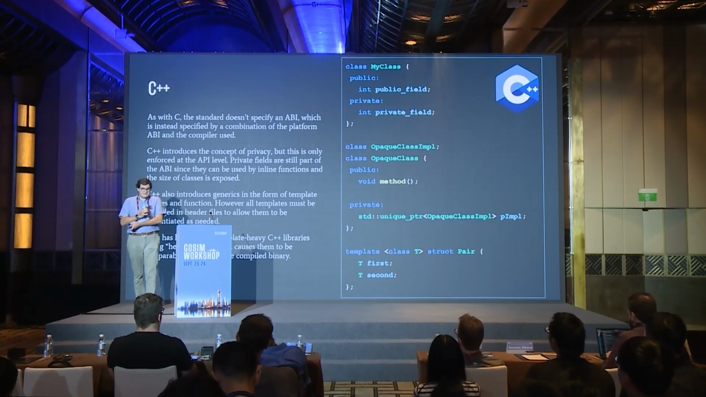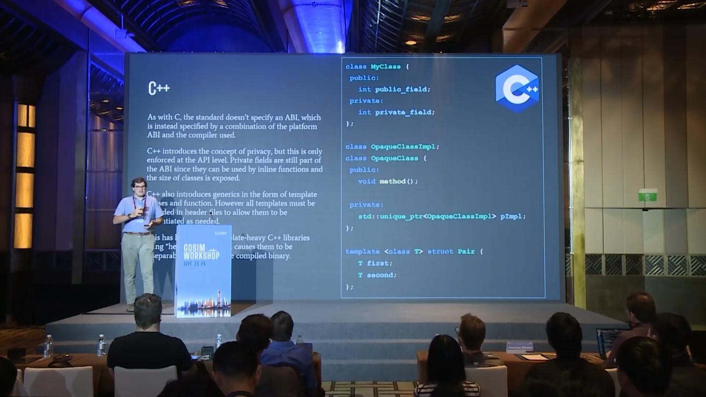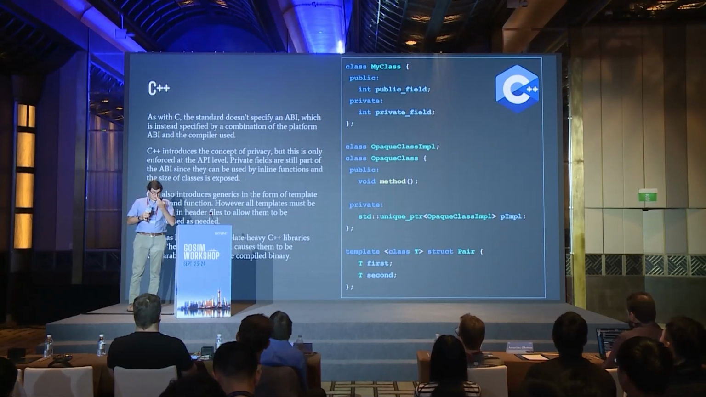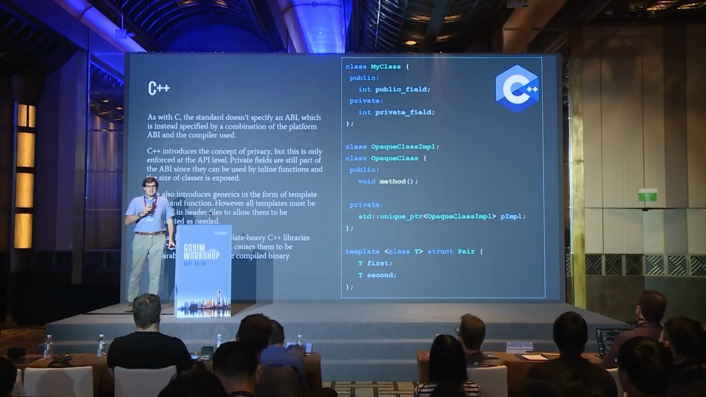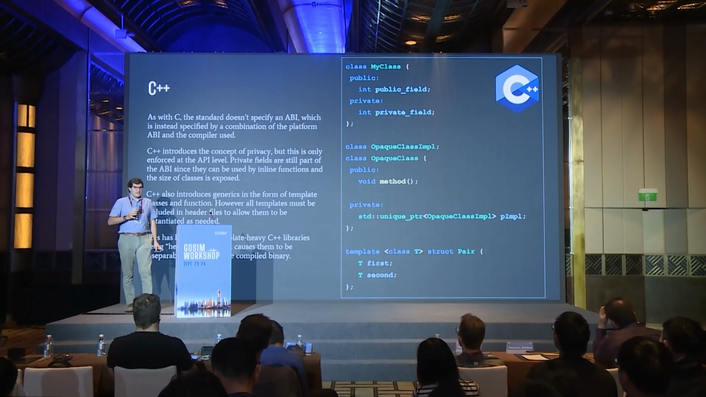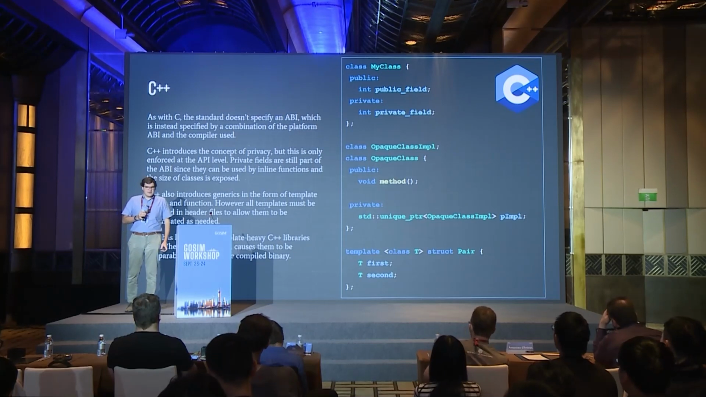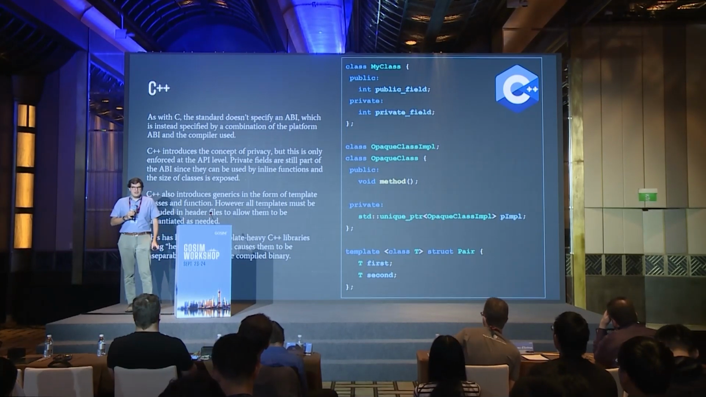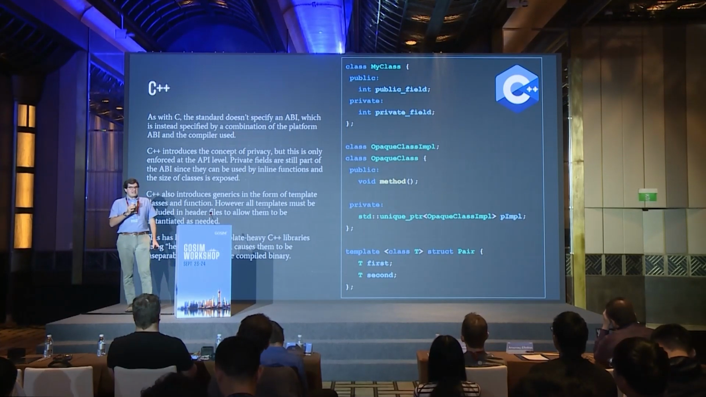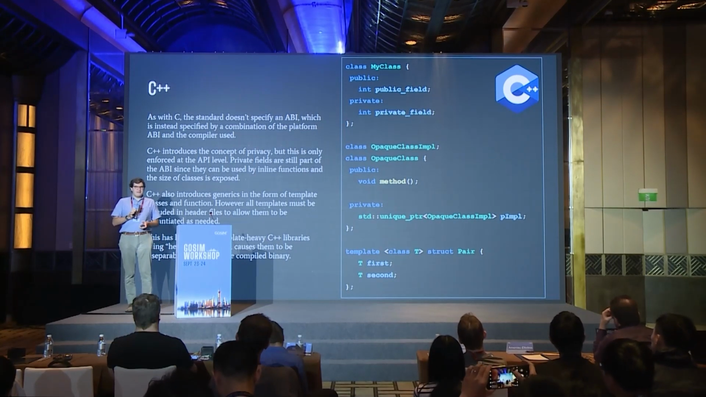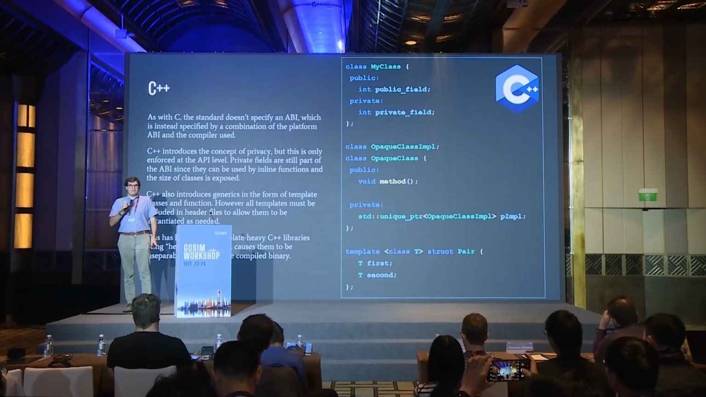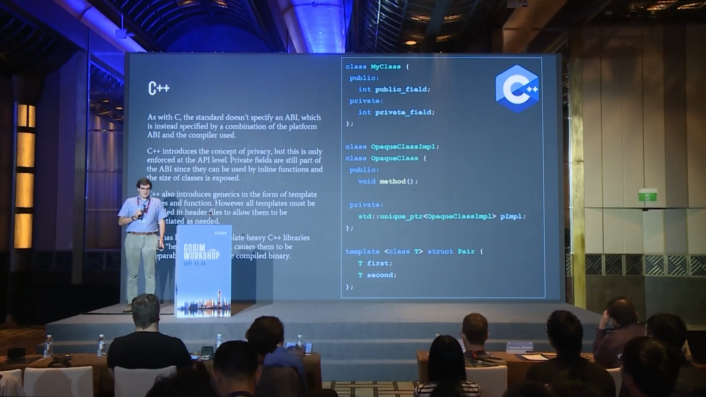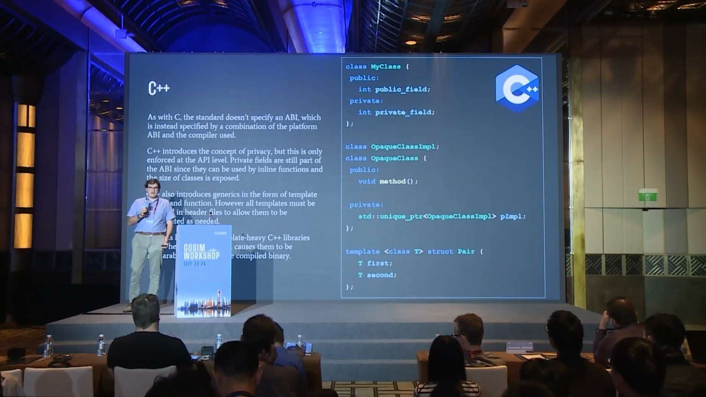C++ is an extension of C, which adds many features. The C++ ABI is even less defined than the C one. Instead, in C++, the actual ABI is specified by a combination of the platform ABI and the actual compiler that you're using. So different compilers on the same platform can have different ABIs.